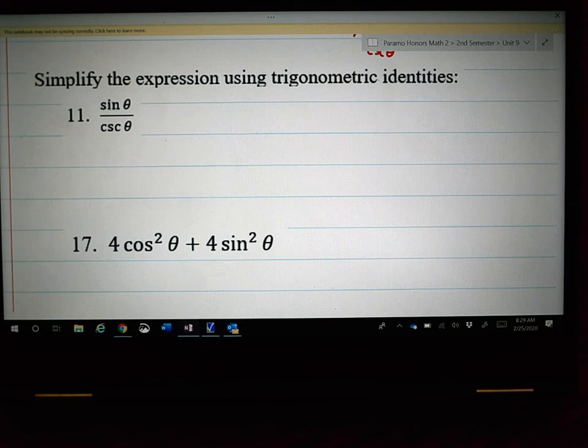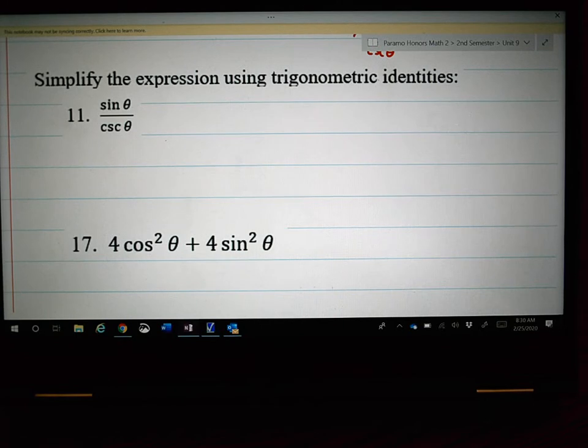How many of you are still working on number 11? Raise your hand. 2. Okay, for the people who are done, say what you got for your answer out loud, please. Sine squared of theta. Perfect. Most of you said sine squared of theta. That is correct. How many people did not get sine squared of theta besides the 2 people who didn't finish? 1, 2, 3, about 5.